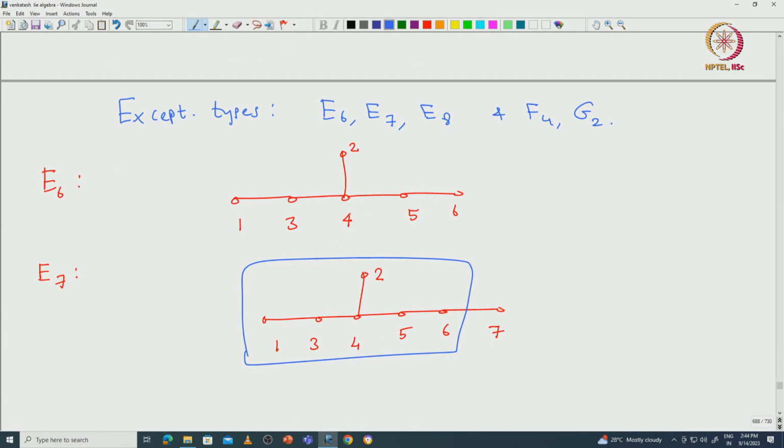So these types A, D and E are called simply laced, because all the roots in these types have the same length. All other types are called non simply laced types. Because they are simply laced, there is no arrow, so in particular they are uniquely determined from the Coxeter graph. Coxeter graph and Dynkin diagram are the same.